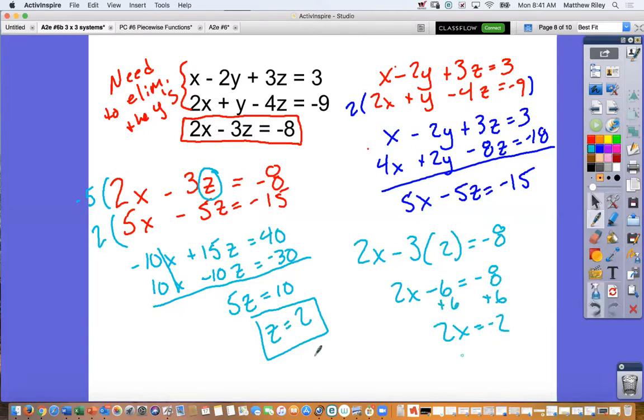Divide by 2. So that's why we spent an entire day doing 2x2 systems, just making sure that you guys can do that. So it's the same thought process over and over and over again. Just eliminate a variable, eliminate a variable.